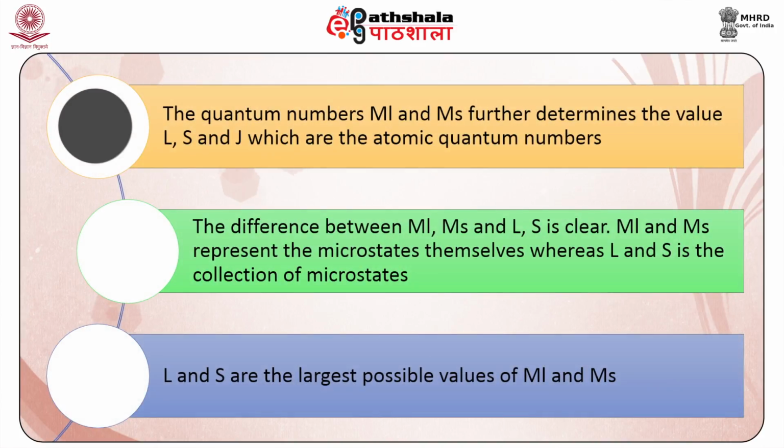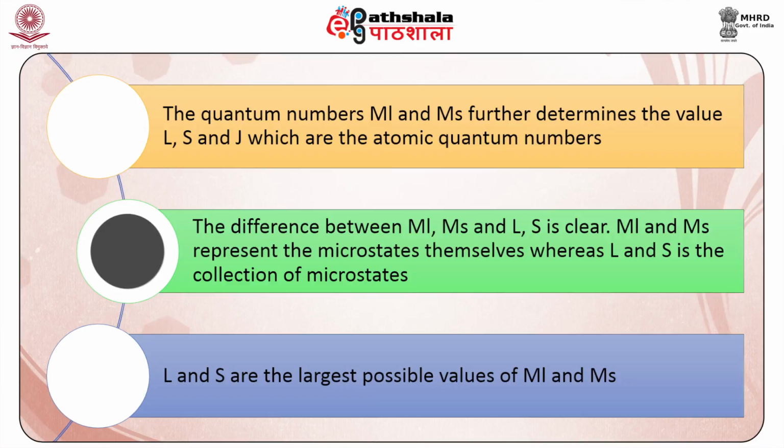The quantum numbers ml and ms further determine the values of L, S and J, which are atomic quantum numbers. The difference between ml, ms and L and S is clear.